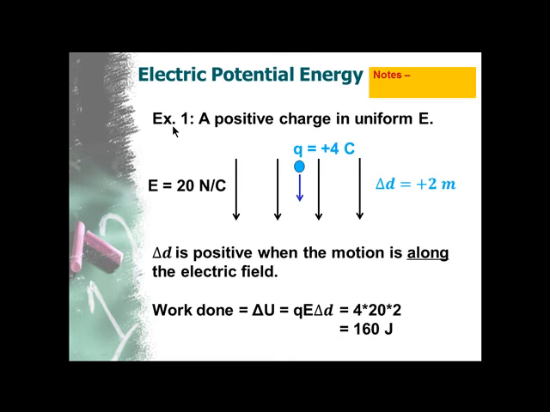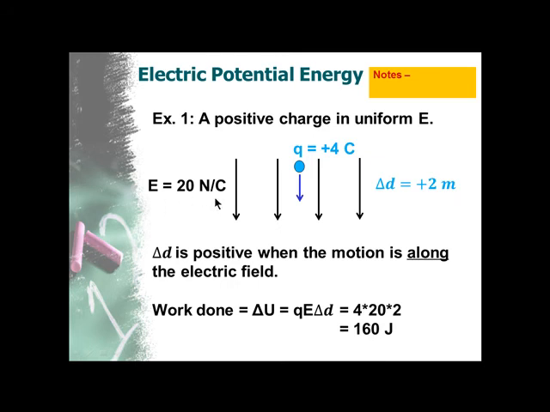Let's say that we're given an electric field at 20 newtons per coulomb, and it is pointing downward, just like in our diagram. And we are being given a positive charge Q, which is positive 4 coulombs. And instead of talking to you about the distance between this place and some plate down here, we very often are just given the electric field.